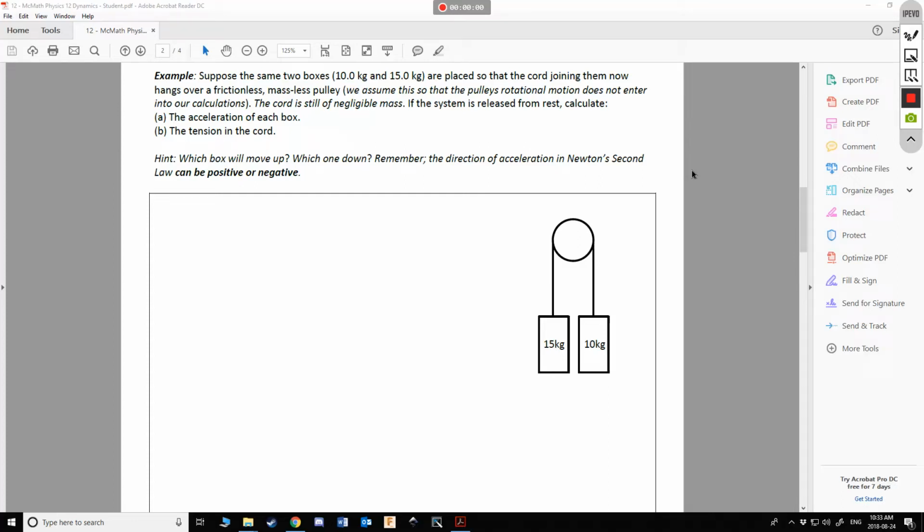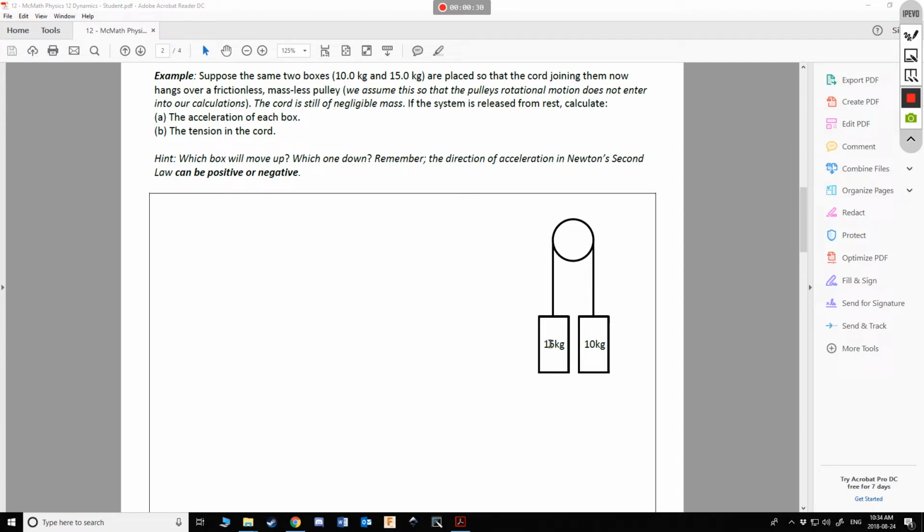So for this question, we're taking those same two blocks, the 10 kilogram block and the 15 kilogram block. Instead of them being pushed, we put them on a pulley system. Now normally we define a direction as positive, like up is positive or right is positive, but the interesting thing about strings is they allow us to change the direction of a force. So in this case, instead of thinking up or down is positive, I'm actually going to look at the system and think about it logically.